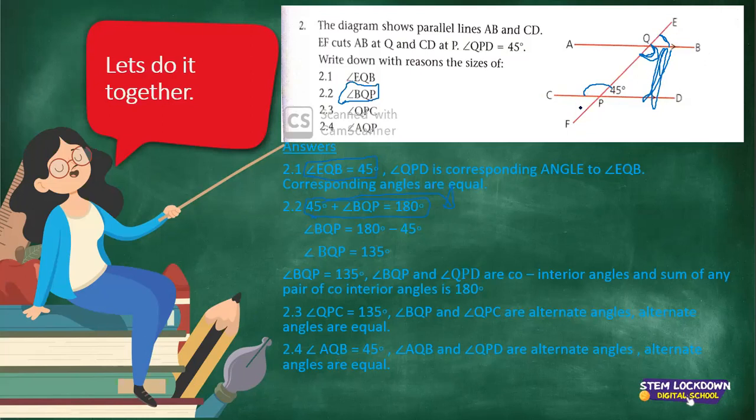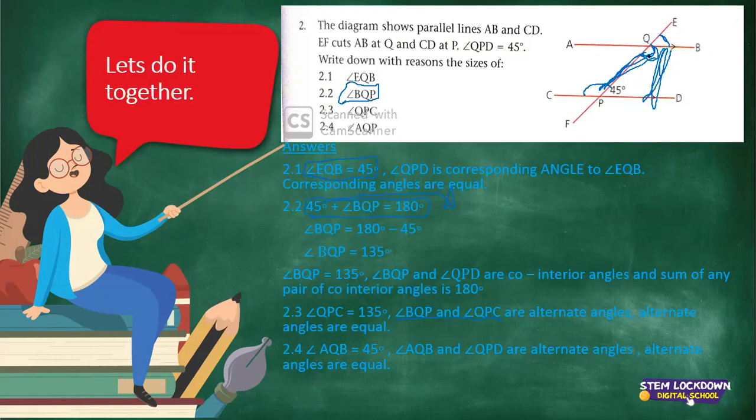Why? The reason is angle BQP and angle QPC are our alternate angles, right? And we know that our alternate angles are opposite. So this angle right here is opposite to this one. They are opposite and they are equal. They have the same degrees. So BQP and QPC are alternate angles. Alternate angles are equal. Correct.